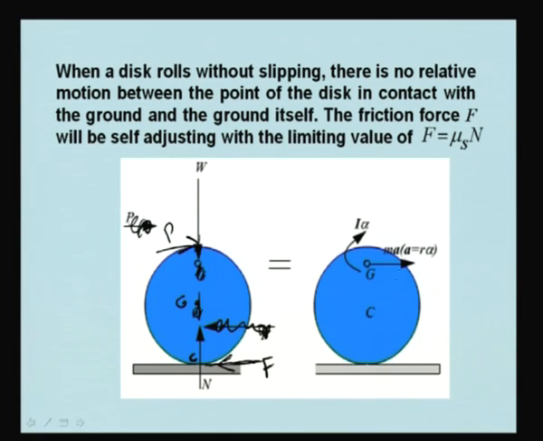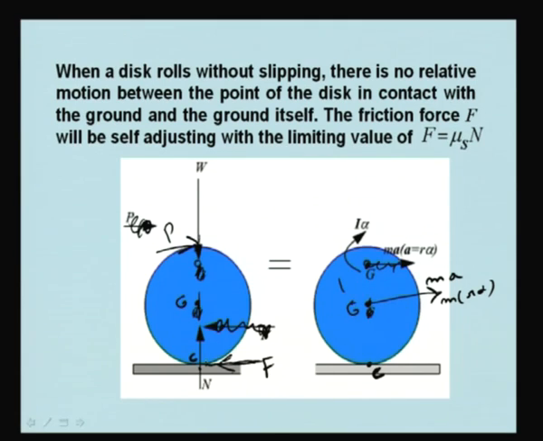Now this is equal to the equivalent kinetic diagram shown here. Here the contact point is C and this is G. So you have mass times acceleration, which is mass times R alpha, and this is I alpha. Now when a disc rolls without slipping, there is no relative motion between the point of the disc in contact with the ground and the ground itself. So the point C is the instantaneous center of rotation.